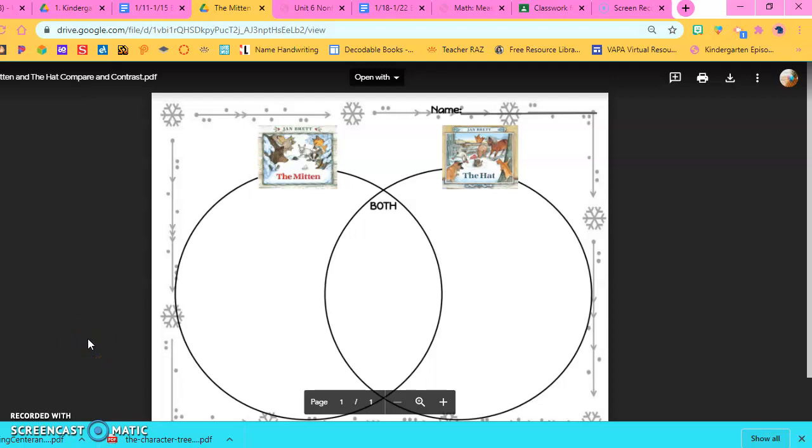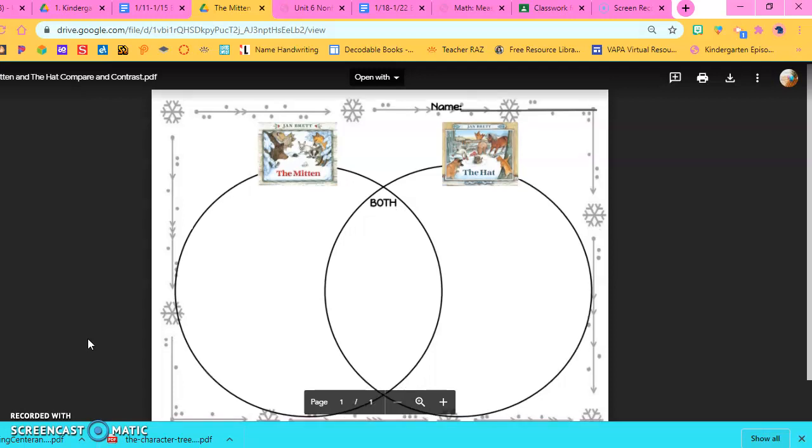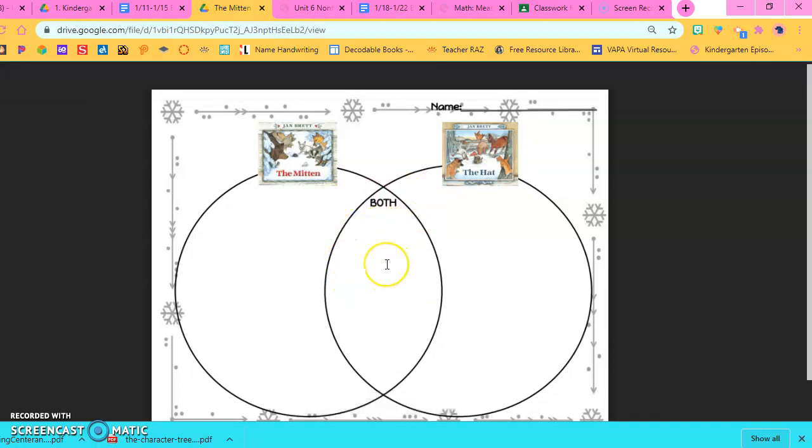Good morning, boys and girls. Today we are working on comparing and contrasting the two stories, The Mitten and The Hat. And for this, what you're going to do, these two circles that are overlapping in the center is called a Venn diagram. So what I would like you to do is try to sound out your words the best you can, or you can also draw pictures.